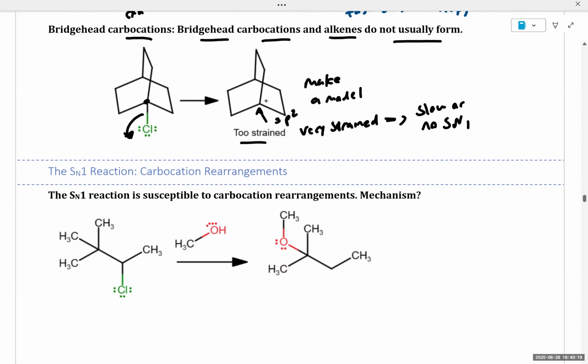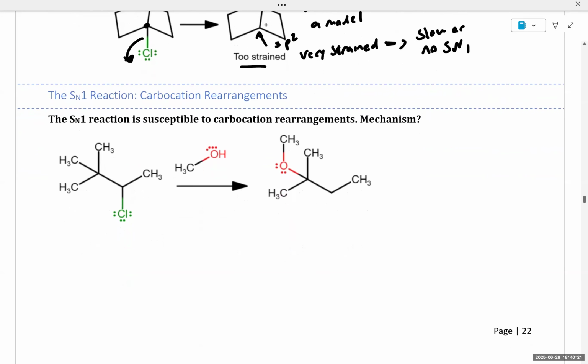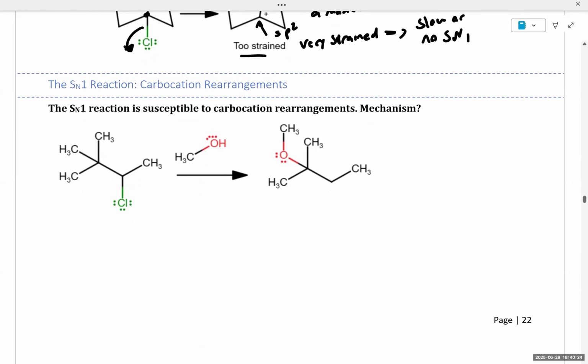One other consequence of the SN1 reaction going through a carbocation is that the SN1 reaction is susceptible to carbocation rearrangements. So, given that we talked about carbocation rearrangements previously, let's try to draw a mechanism to explain how you start with your leaving group on this carbon, and somehow you end up with your nucleophile on the adjacent carbon here. I'll give you a hint, it involves an alkyl shift. So pause the video, work through this example, and then we'll discuss.